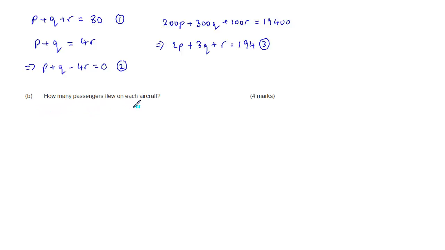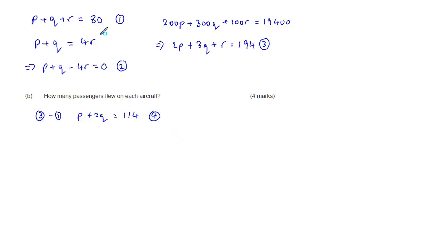How many passengers flew on each aircraft? What we need to do is solve the simultaneous equations. I've got a single R in these 2 equations, so if I do equation 3 take away equation 1: 2P take away P is P, 3Q take away Q is 2Q, the R's disappear, and then 194 take away 80 is 114. I'm going to call that equation 4.